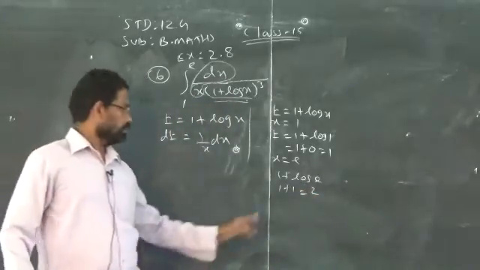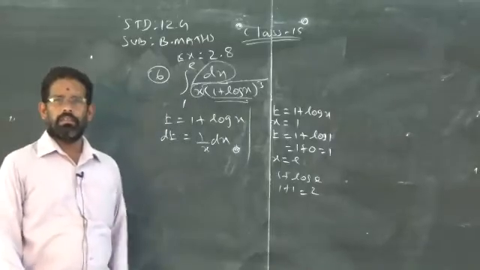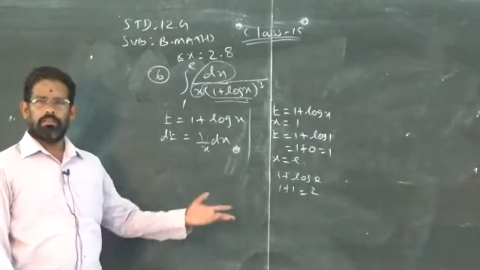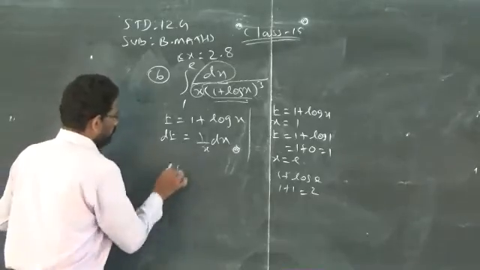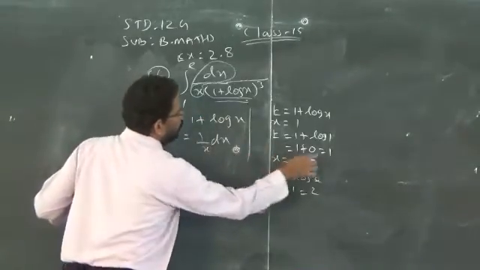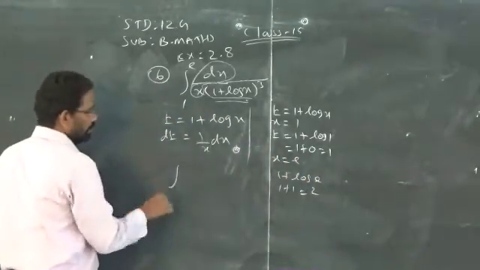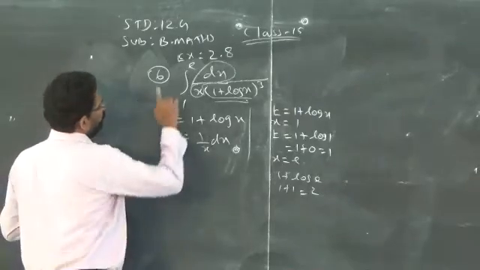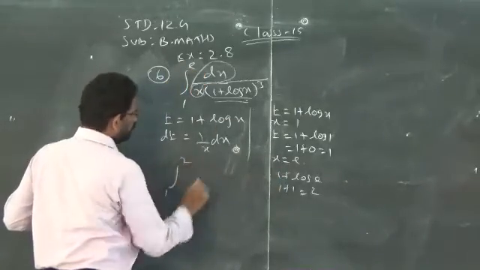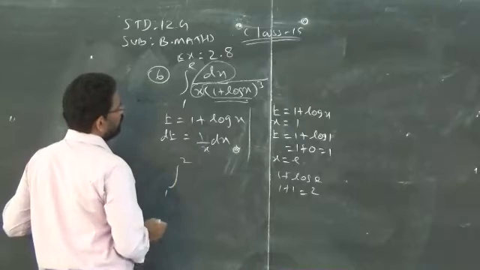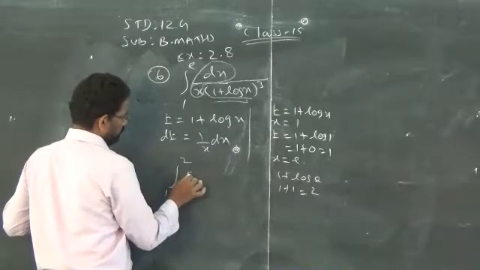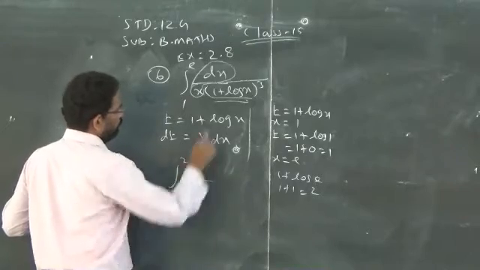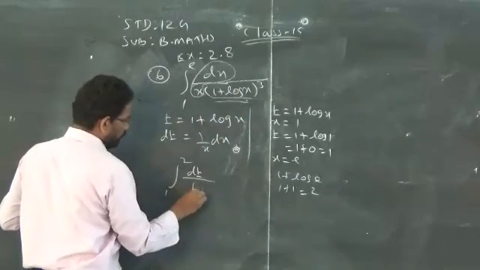Log e is 1. So 1 plus 1? 2. So now we will go for when x is 1, what is our limit? That is also 1. When e, that is 2. So what will be the answer? dx by x is replaced by dt. 1 plus log x is t. The integral is 1 by t cube.